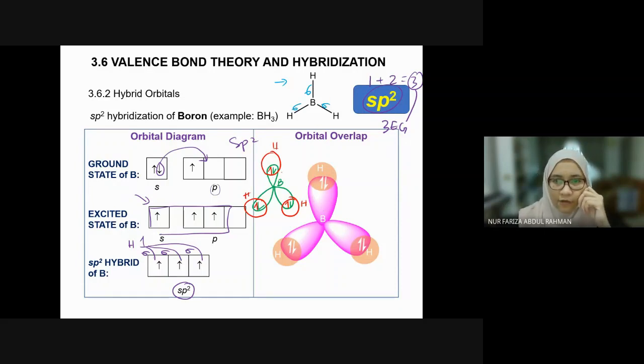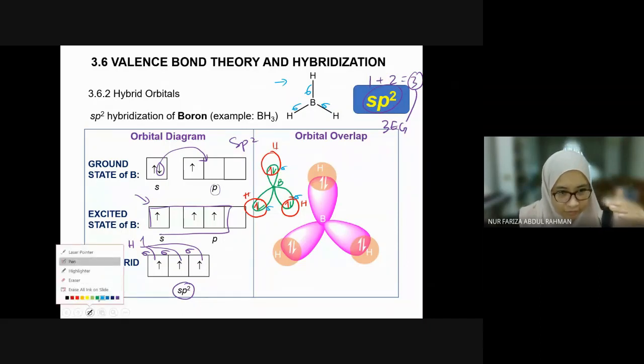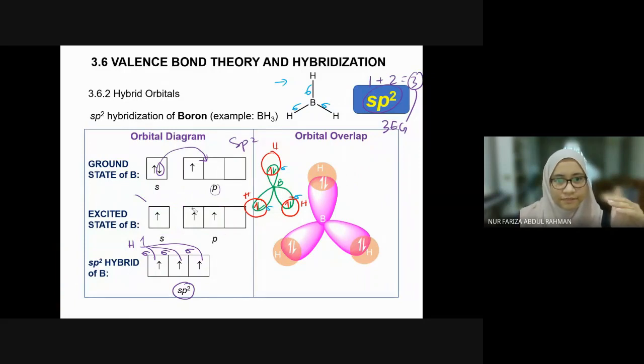Alright, how about the orbital overlap? Okay, so this is sigma bond. The region where they overlap will be the sigma. Okay, sigma and sigma. So if I want to connect them, please bear with me. Maybe it will become messy, but make sure that you see what I'm trying to show. Eraser, delete this one first. Okay, alright. So what color do we use? I'll use this dark blue.